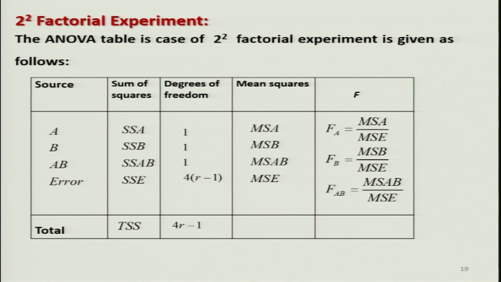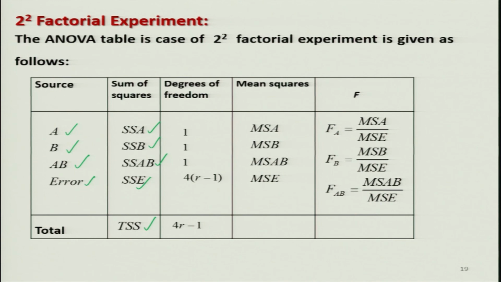And now, if you compile all these calculations in the form of the analysis of variance table, then we can express it like this. So this is the analysis of variance table in case of a 2-square factorial experiment. We have the sources as factor A, factor B, factor AB, and error. Their corresponding sums of squares are SSA, SSB, SSAB, and then we have the total sum of squares, and then you can obtain SSE.